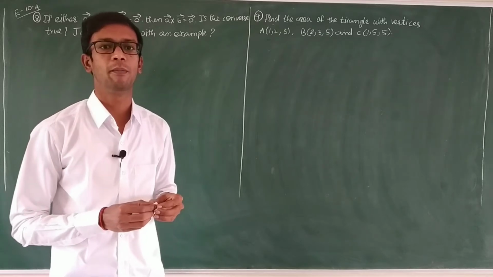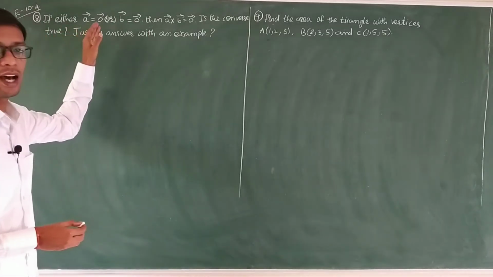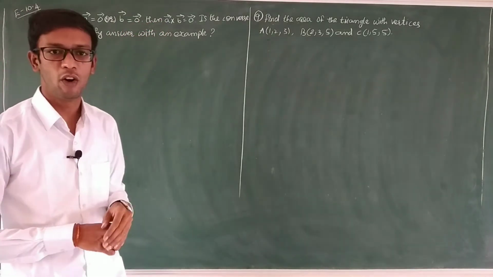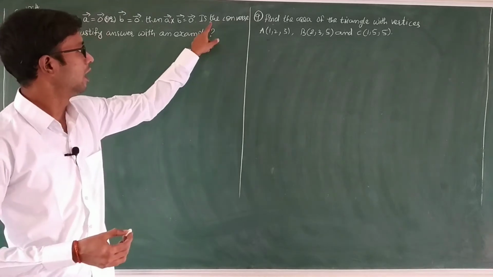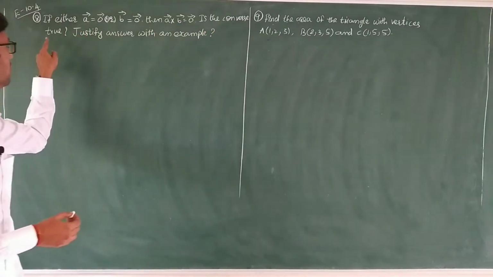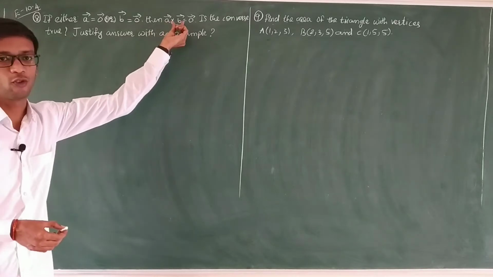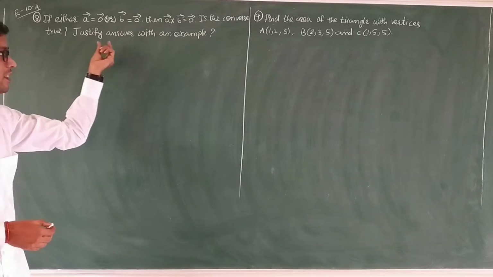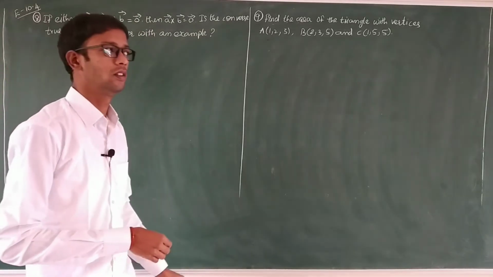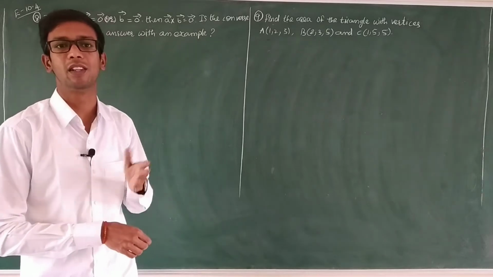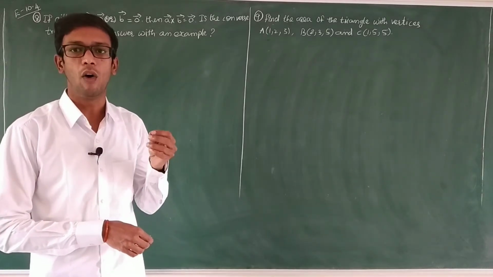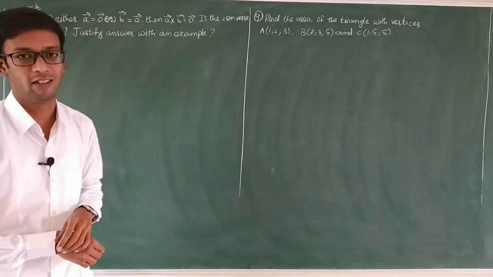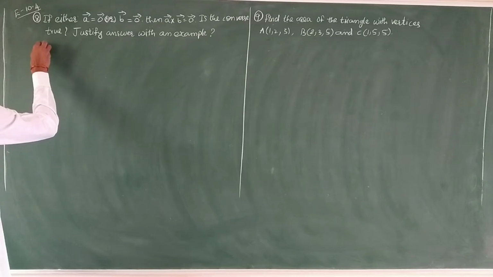Next, problem number 8. If either A bar equals 0 or B bar equals 0, then the cross product is a 0 vector. We know already this property, but the question is asking: is the converse true? Reverse. If the cross product is 0, does it compulsorily mean these two have to be 0? Justify the answer with an example, they are telling. The converse need not be true, not compulsory or mandatory. So how will we prove? By giving one counter example. So that purpose I am taking here, solution.